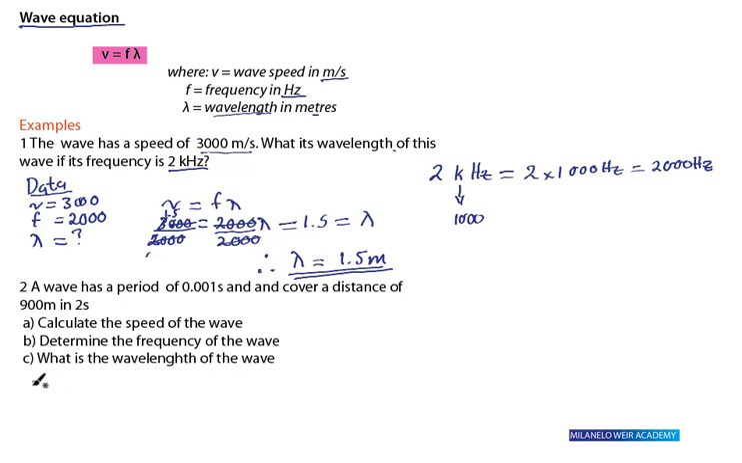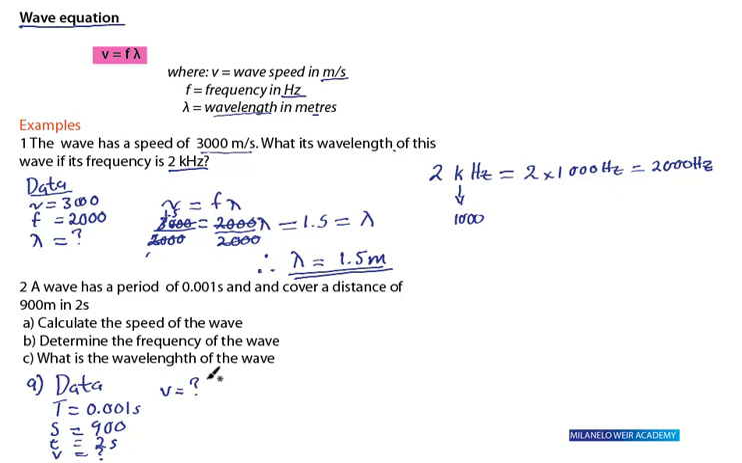First things first, A. Required data: period T is equal to 0.001 seconds, right? Distance S is equal to 900 meters. Then we have time t, which is 2 seconds. We are to find V.